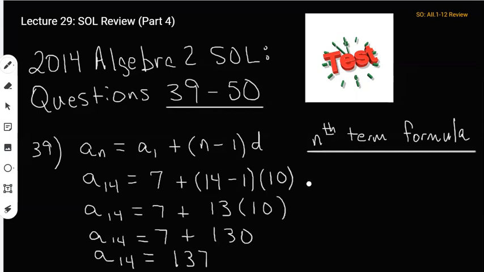So for this question, we're starting off with a 7, but then we're adding 10 each time. So 7 plus 10 is going to give me 17. And then 17 plus 10 is going to give me 27. And then 37. And then 47. And we keep on going until we get to 137. That's the 14th term in the sequence. So if this is the first term, second term, third term, fourth term, then you can tell that the 14th term is going to be 137.